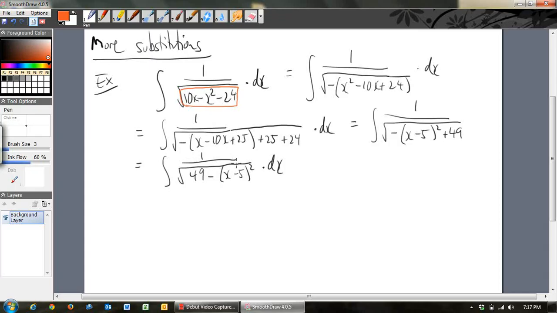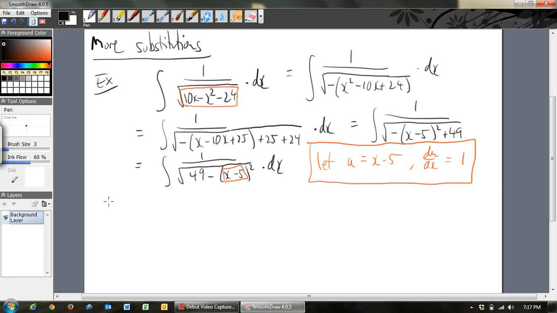Is there an inside function whose derivative is equal to something on the top line? We have this inside function here, x minus 5. It's inside of this square root, which is horrible, but the derivative of it is equal to 1, which we can deal with on the top line. Even if it was 3, that's fine, because it's still a multiple. So let u be equal to x minus 5, then du/dx is equal to 1. You might have to trust me for the moment, let's see what happens if we substitute that in.